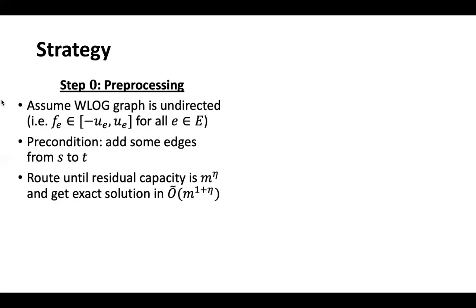So at a high level, our algorithm does the following. First, we pre-process the graph in the following way. You can assume the graph is undirected. This is a known combinatorial reduction. Also, we can add some edges from S to T that help with the method we will run, but just additively impact the flow, so we can recover an exact max flow. Also, we're going to terminate our algorithm when the residual capacity is low, and then just run augmenting paths.